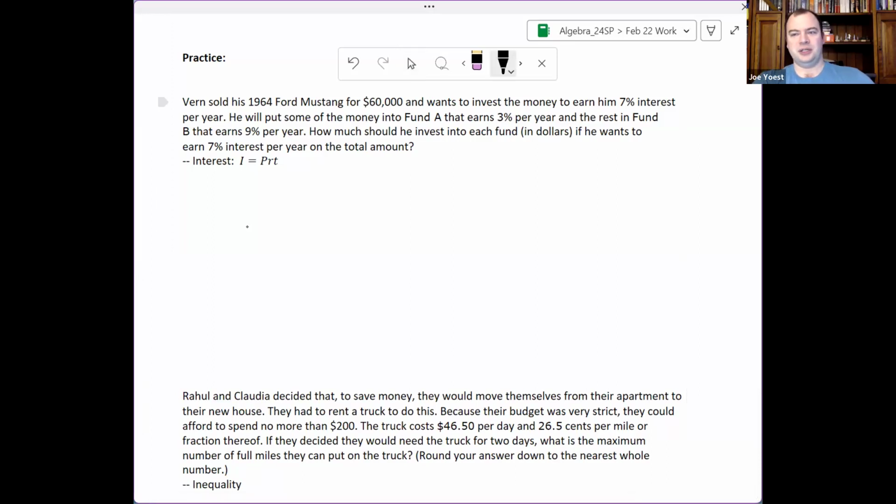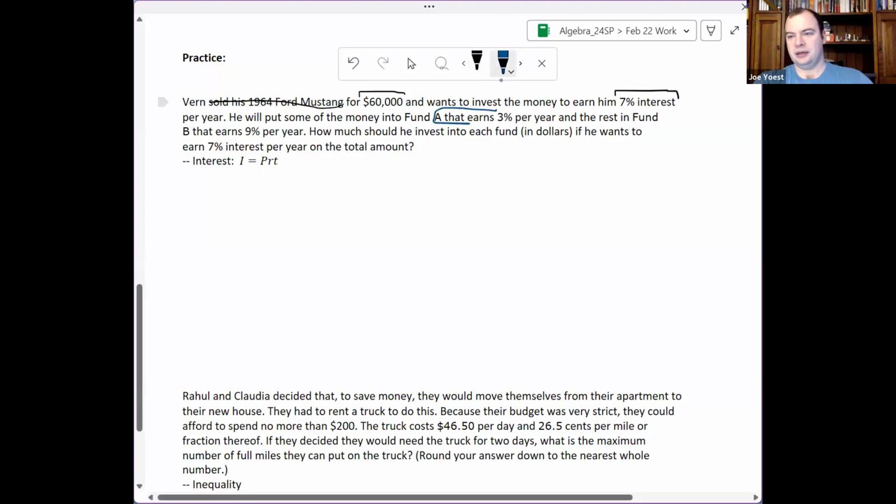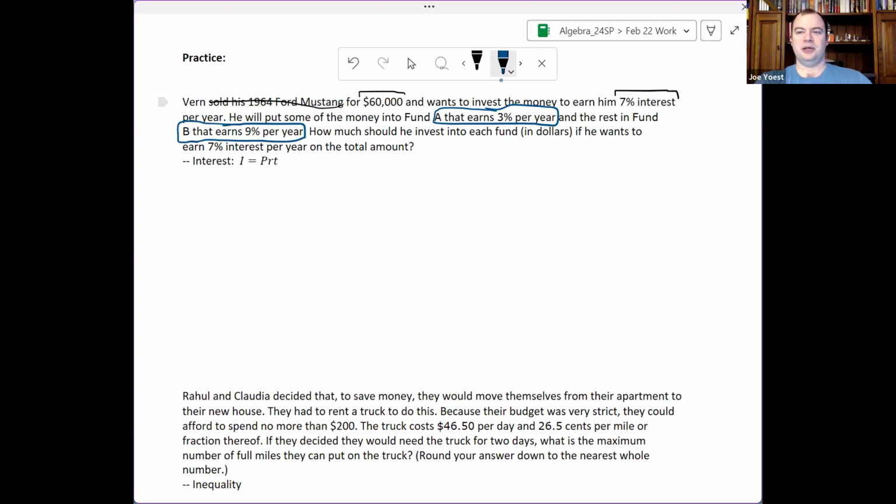So Vern sold his Mustang for $60,000. Does it matter that he sold a Mustang? Not really. It matters that he has $60,000 that he wants to invest and that he wants to earn 7% interest per year. He's going to put some of the money in Fund A that earns 3% per year and the rest in Fund B that earns 9% per year. And the question is, how much should he invest in each fund if he wants to earn that 7% interest per year?